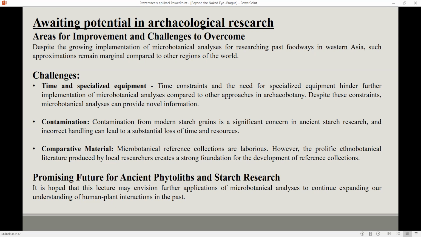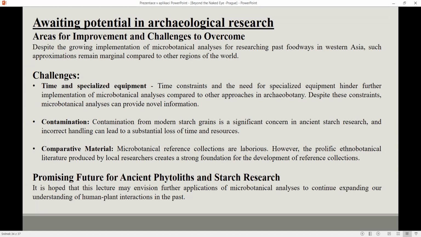Time constraints and the need for specialized equipment may indeed cause some lag and hinder the further application of microbotanical analysis, in comparison to other approaches in archaeological or archaeobotanical research that can be done on site. However, as I have shown today, despite this constraint, microbotanical analysis can still provide novel information, even when we think there's nothing more to add. Even at a site like Chateauroux, with this great amount of evidence for plant use, there's still something more to add and more beneath the eye that microbotanical analysis can help us understand.